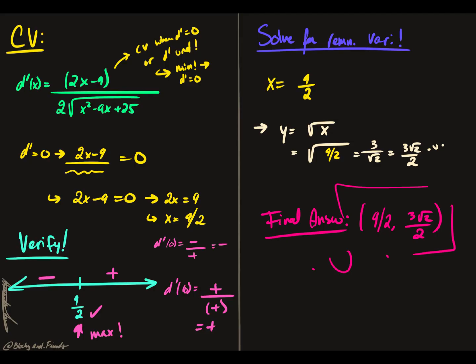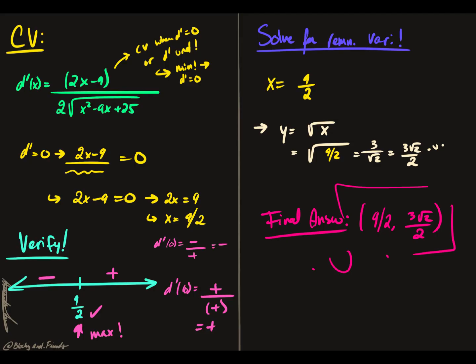Okay, once we have this, we will verify. Let's make sure we're all within our constraints. There are no constraints other than these constraints. Okay, cool. So, pick a number less than 9 halves. I'm gonna pick 0. Okay, I know that d prime of 0 is going to be negative over positive, which is negative. Now pick a number greater than 9 halves, which is 4.5. Let's do 10. It's going to be 2x minus 9. 20 minus 9 is positive. Denominator is also always positive. That's positive. So yes, this is our min.